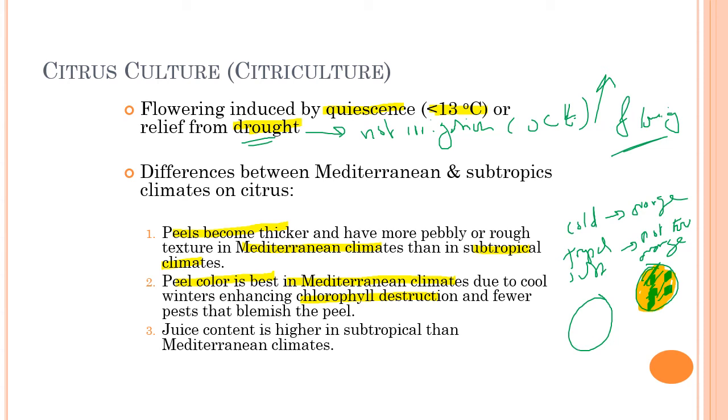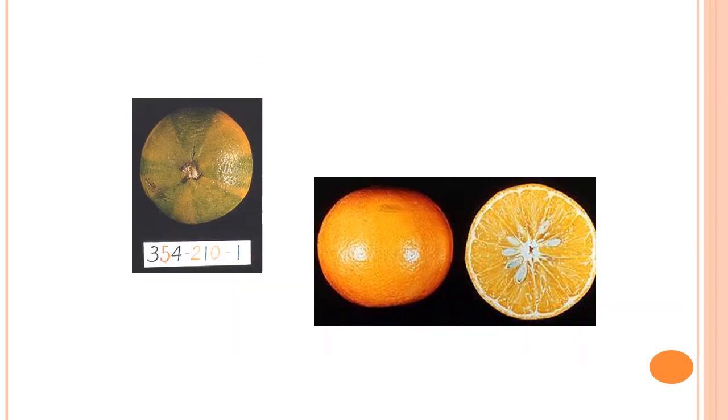I painted it green. I should paint it orange because this is the Mediterranean fruit and this is the tropical, subtropical. But the good thing in subtropics is that the juice content is higher. So even though this subtropical fruit is not totally orange, it actually has more juice than the Mediterranean, because of the cold weather.